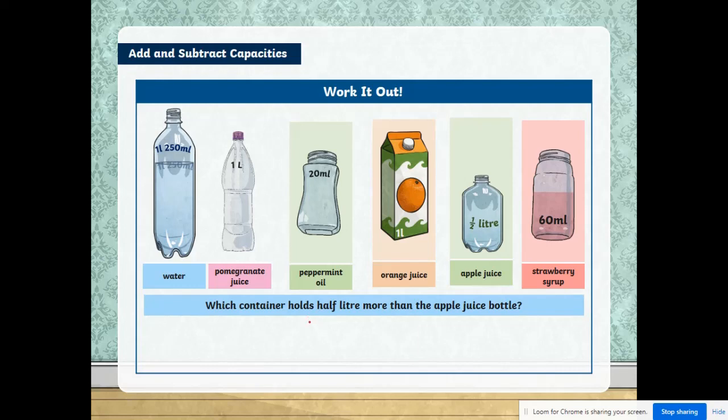Now here's another question. Again, pause the video and try solving the question by yourself. So which container holds half liter more than the apple juice bottle? So first we are going to do a calculation so that we know what volume of liquid we are looking for. All right. So apple juice holds half liter. We know that half liter is equal to 500 milliliters.